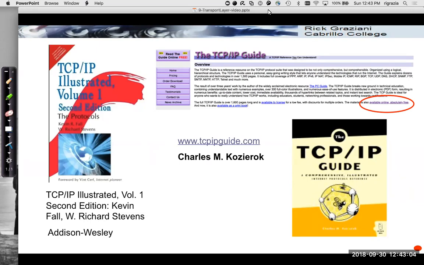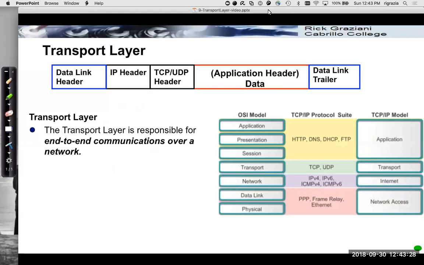It's also available at a reasonable price, and you can go to the tcpipguide.com website to get more information on purchasing the book. But it's also available online for free. All the information in the book is available online for free. I'm a book person. I like books, and I think this is an excellent one to have. All right, let's get started.